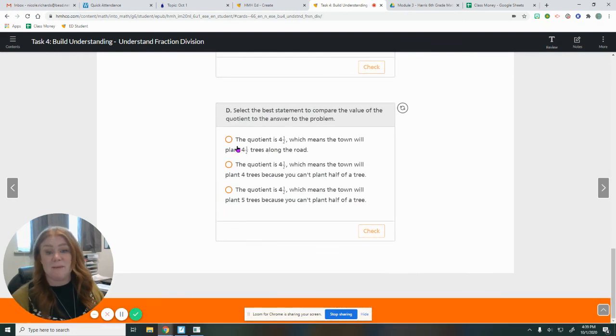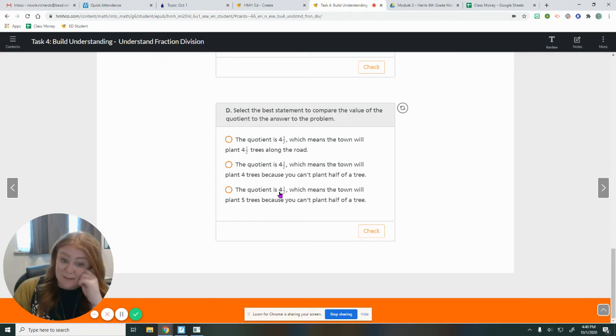Okay, last problem. Select the best statement to compare the value of the quotient to the answer to the problem. So the quotient is 4.5, which we know is true. Let's look at the rest of these. The quotient is 4.5, which means the town will plant 4.5 trees along the road.